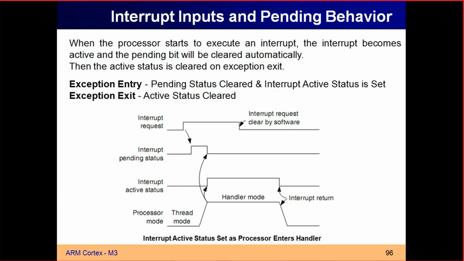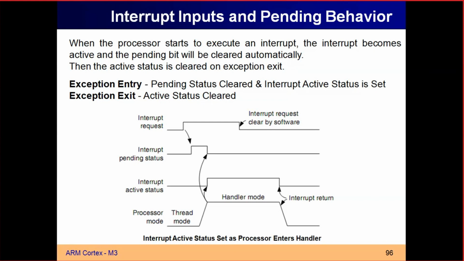Whatever interrupt is coming, the pending status bit will be high. Even if it is not a nesting case, if you have only one interrupt, it will be. Because that status bit shows that some interrupt is in the pending state. That means that interrupt should be executed next.